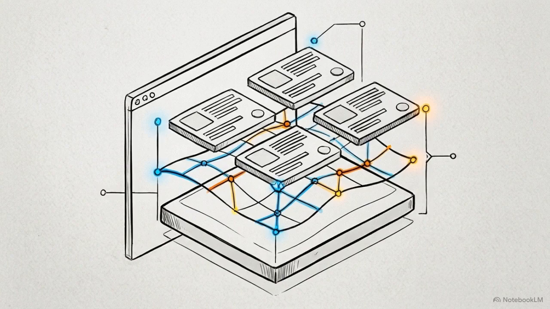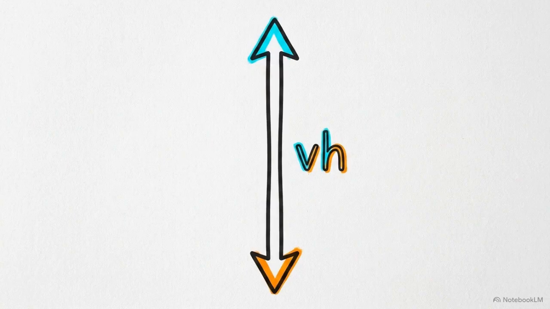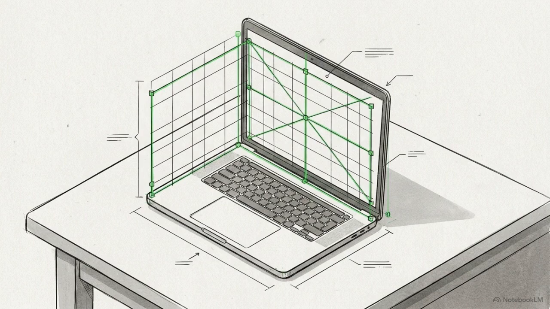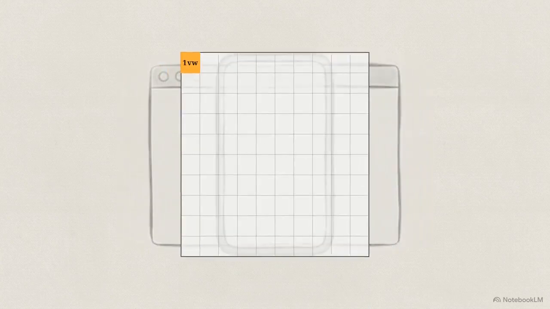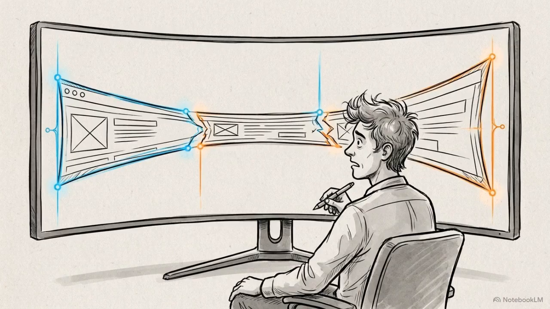CSS also provides viewport units, VW for width and VH for height. These calculate geometry based directly on fractions of the available screen space. 1 VW is exactly 1% of the viewport's width, allowing elements to scale in direct proportion to the device. Letting the browser handle the math introduces a new risk.